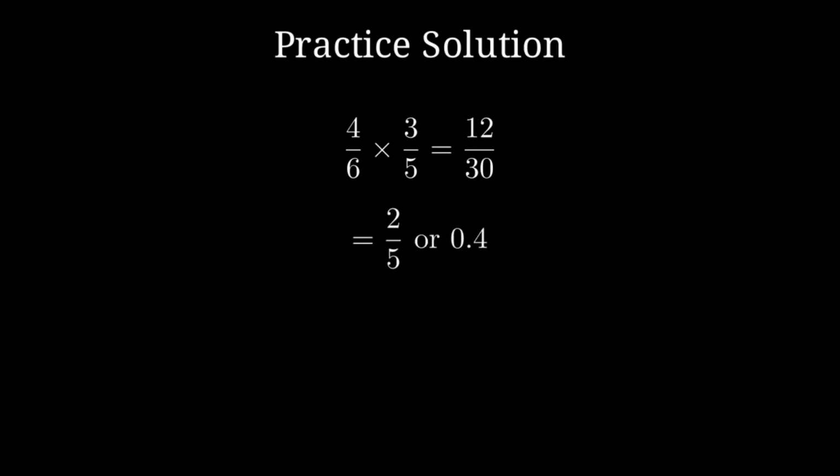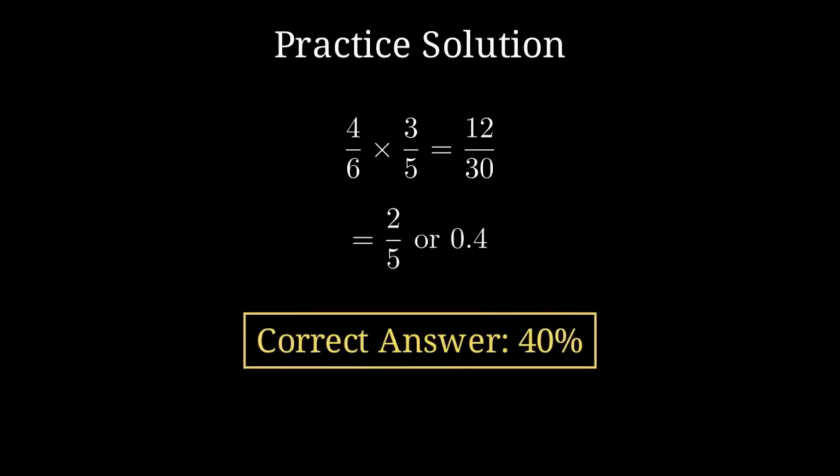The first draw is 4/6. The second draw is 3/5. Multiplying them gives 12/30, which simplifies to 2/5 or 40%.